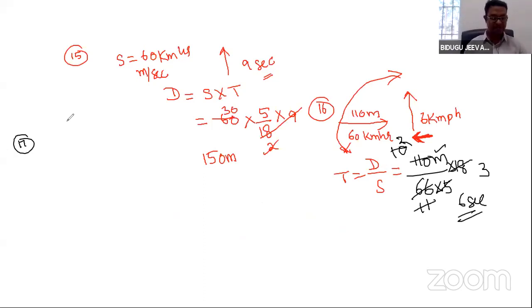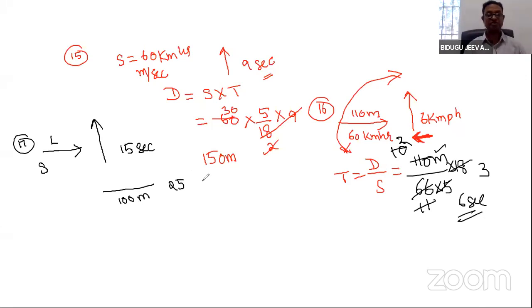A train speeds past a pole in 15 seconds. This is the train and the pole; it is crossing in 15 seconds. Fine. The length of the train is not given. The speed of the train is also not given. And a platform of 100 meters: it is crossing the 100 meters platform in 25 seconds. Of course, we have done an example yesterday. What is its length? Now I need to calculate the length of the train.